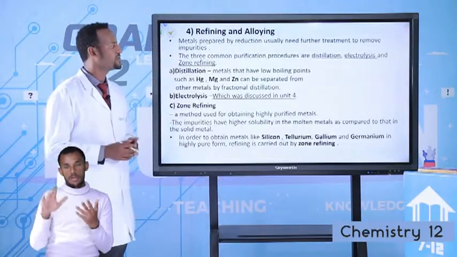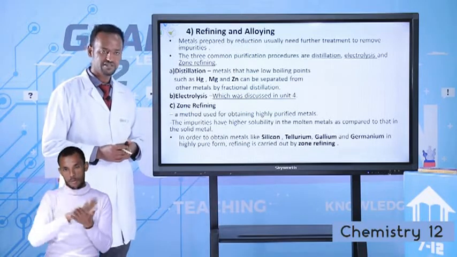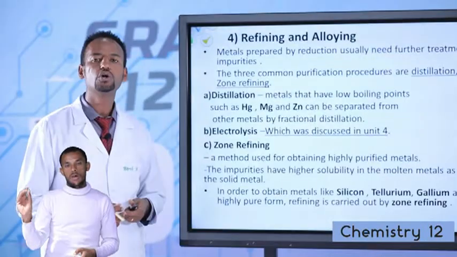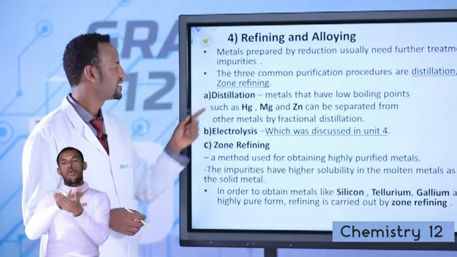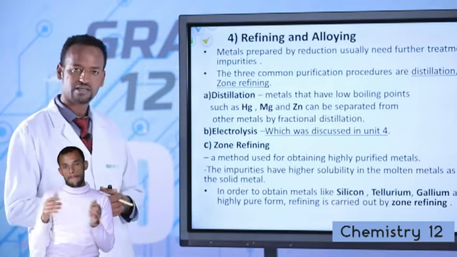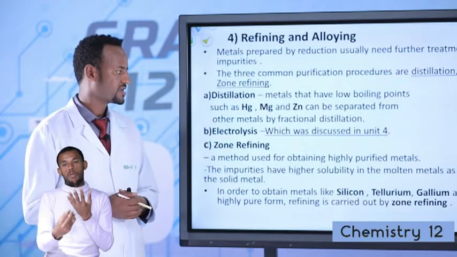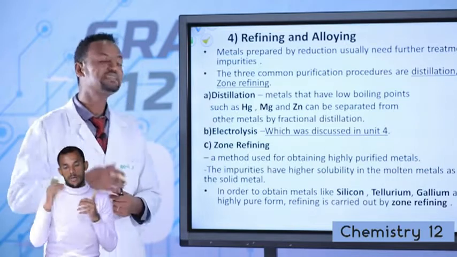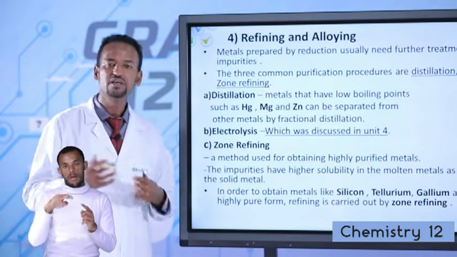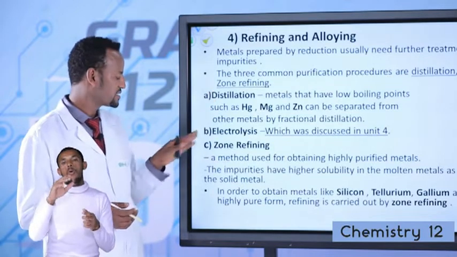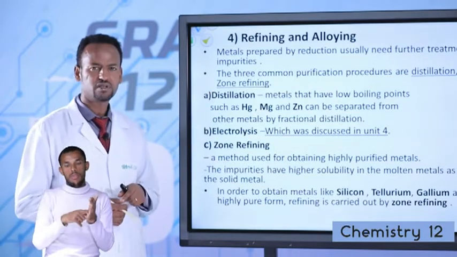The three common purification procedures are distillation, electrolysis, and zone refining. Distillation: metals that have low boiling points, such as mercury, magnesium, and zinc, can be separated from other metals by fractional distillation because of their low boiling points. This one is based on their boiling point. The second one is electrolysis.